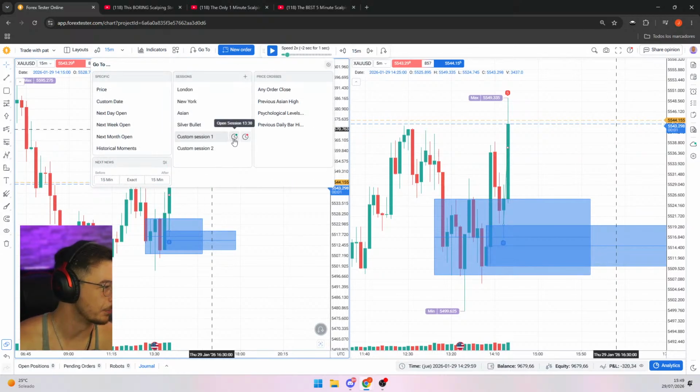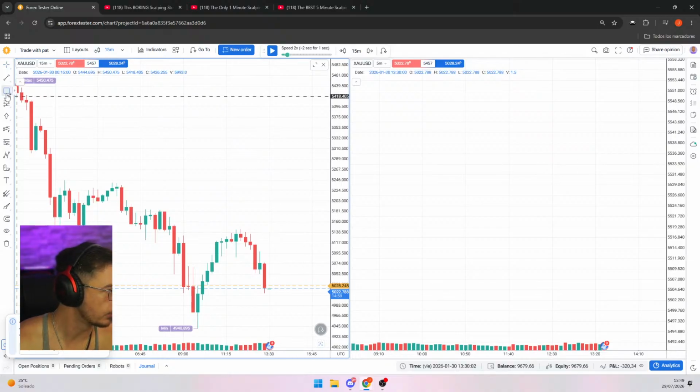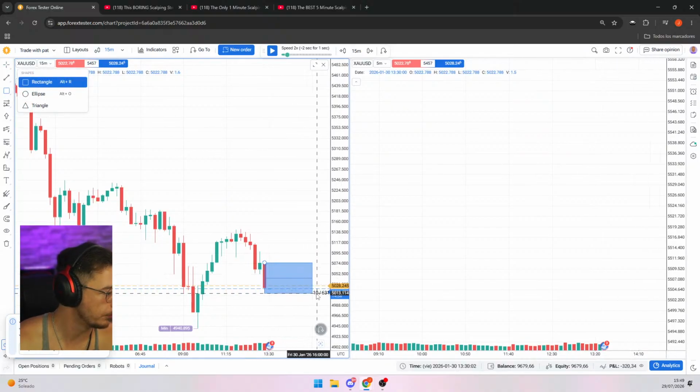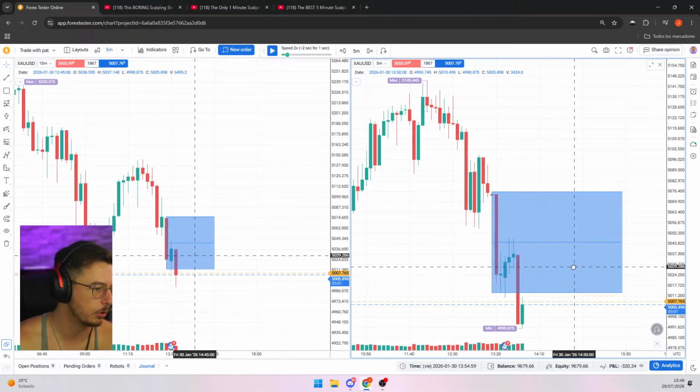Okay, let's head to the next day. Let's hop to the next day and see what we can find there. Okay, let's mark out the zone here. Perfect. Let's see if we get any type of breakouts on this one. Okay, we got a breakout.